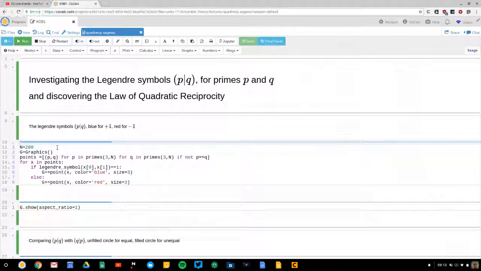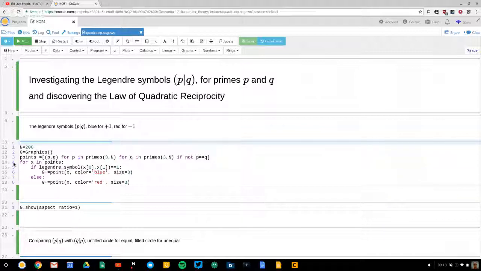N is 200. You see here, I'm talking about primes(3, n). This command produces what's called an iterator in Python, but it's just something that represents all the prime numbers between 3 and n. So we're going between 3 and 200. G is set to be Graphics(), empty brackets. That gives you an empty graphics object to which you can add. It's like an empty canvas to which you can add graphics elements. I set up a load of points. We're going to look at these pairs of primes, p and q, as points on the two-dimensional plane, two-dimensional grid. p is going to be the horizontal axis because it's the first entry in the vector, and q is the vertical axis.